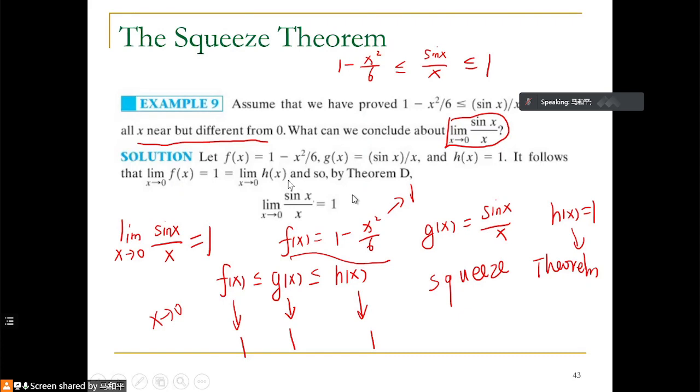This tells us how to use the squeeze theorem. It's very important to find the proper f(x) and h(x).